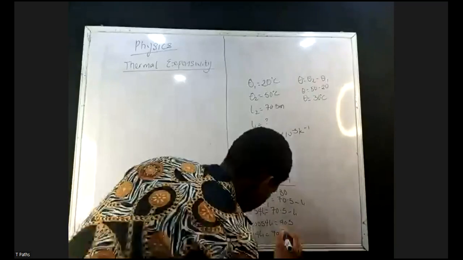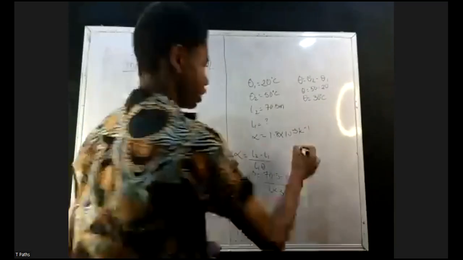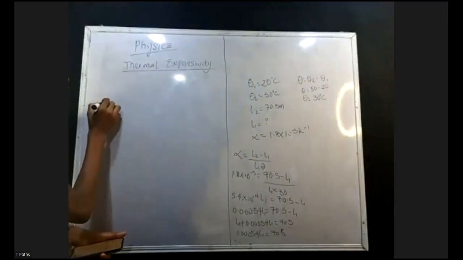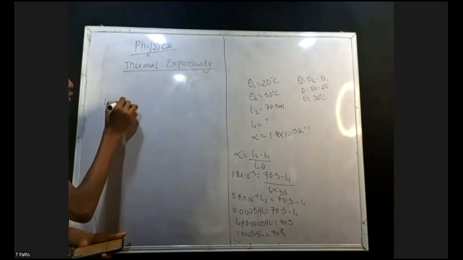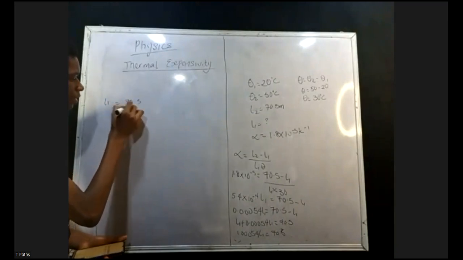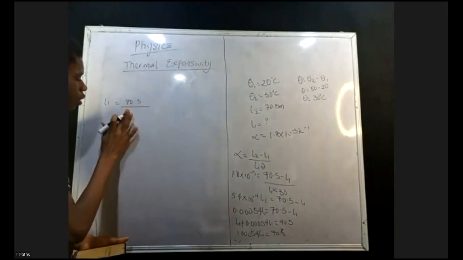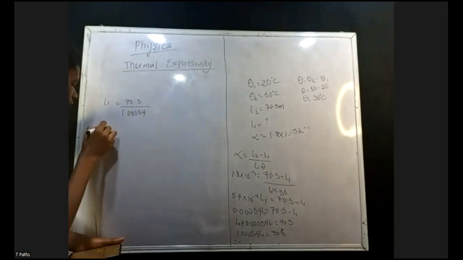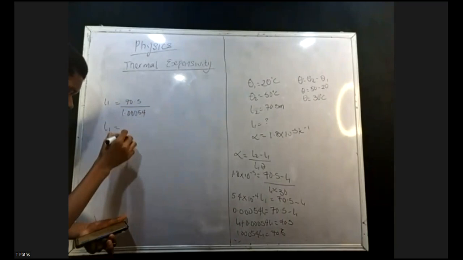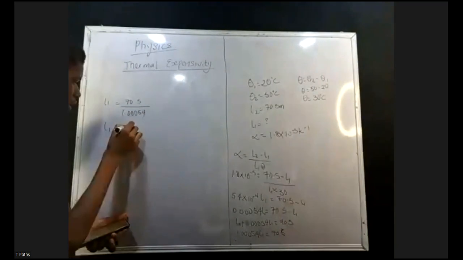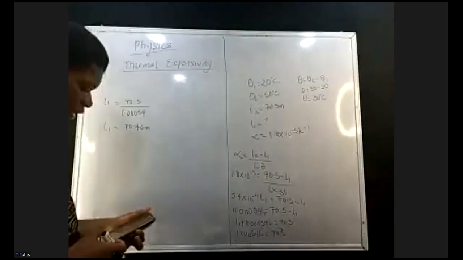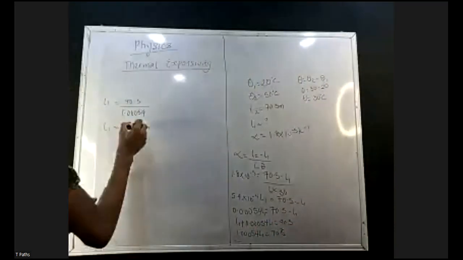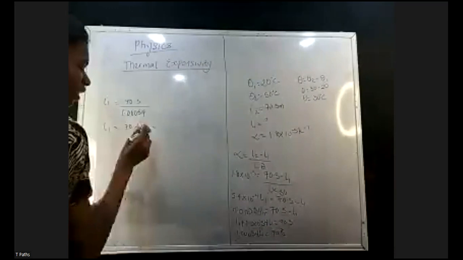All right, so this is what I have. If I'm dividing through, I'll just continue on this side. I will say L1 is equal to 70.5 divided by 1.00054. Then when I divide that, I have my L1 to be equal to 70.46 meters. So I'll go to the question and look for the option with 70.46 meters after dividing.